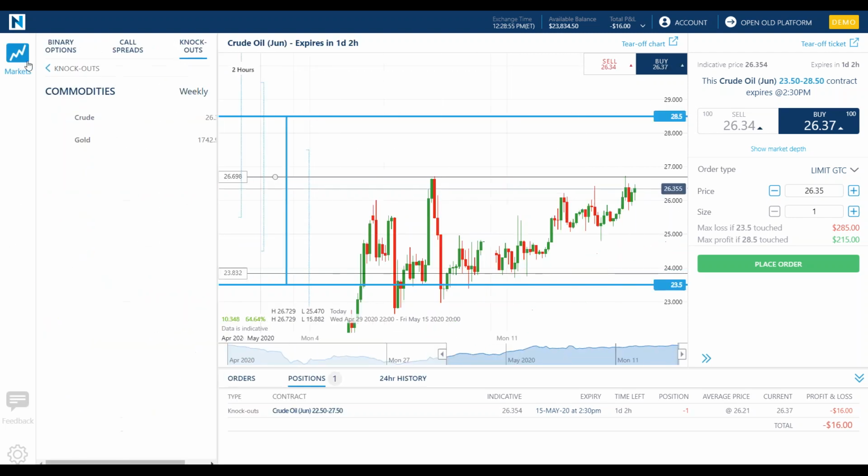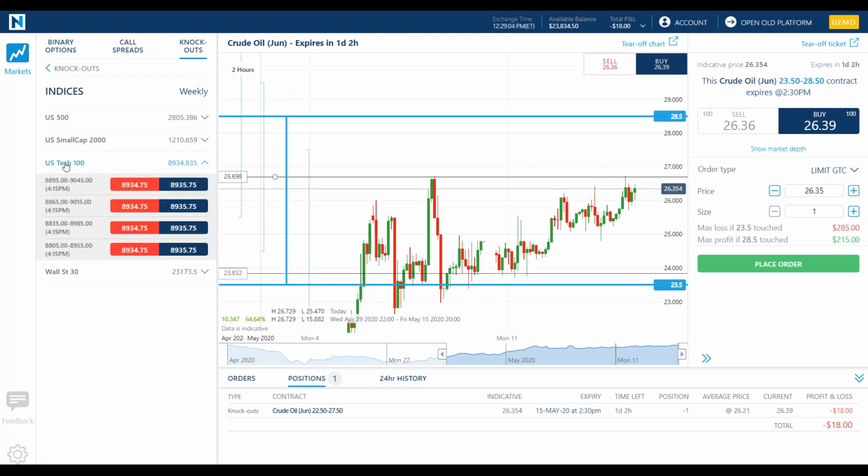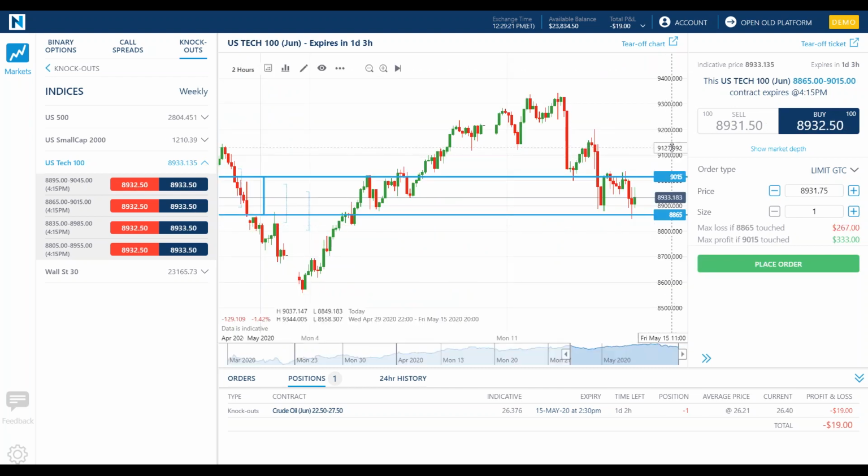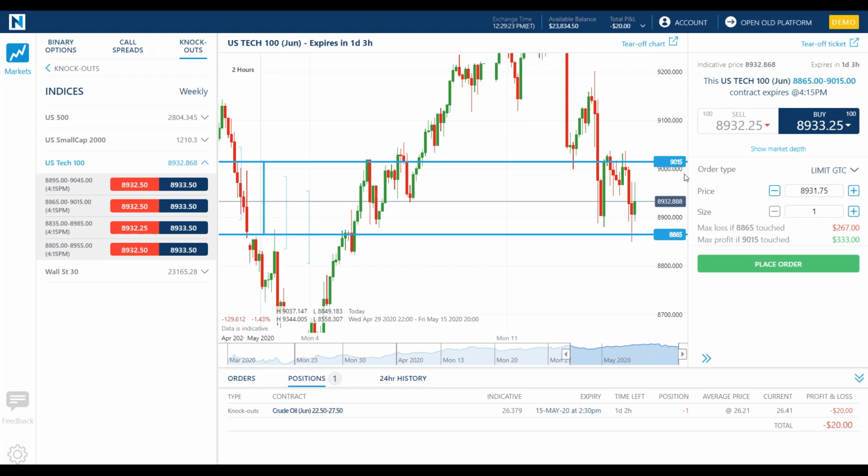I am now going to bring back our markets. I've been showing you crude oil. We've got them in gold. In the indexes, also a very popular product. If we click on the Nasdaq, you'll notice the US 500, that's the S&P 500. US small cap, that's the Russell 2000. US Tech 100 is the Nasdaq 100, and then Wall Street 30 is the Dow Jones Industrial Average. And you'll see the exact same thing where we've got knockouts.